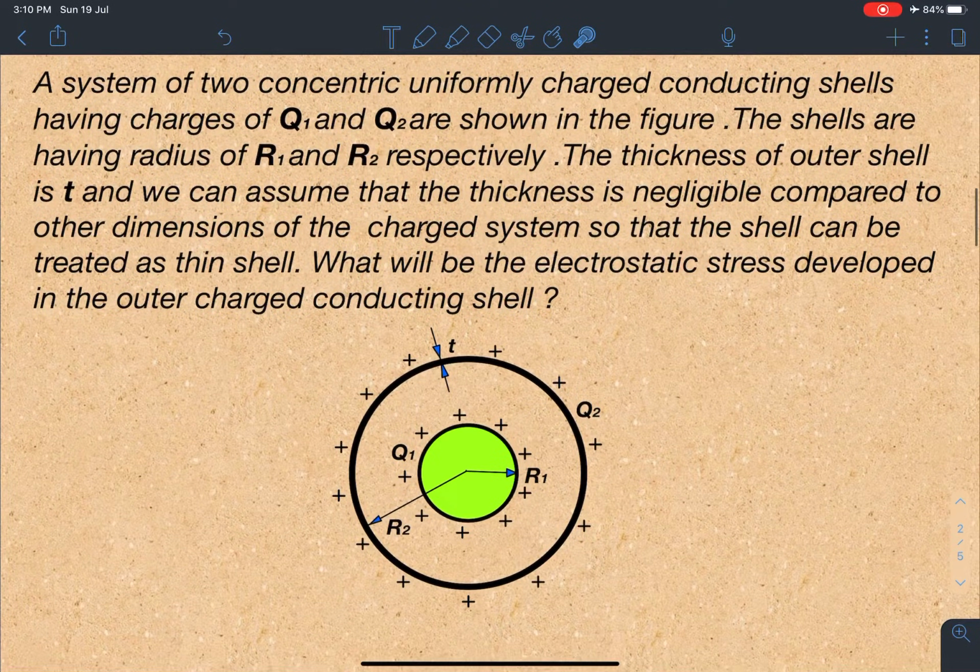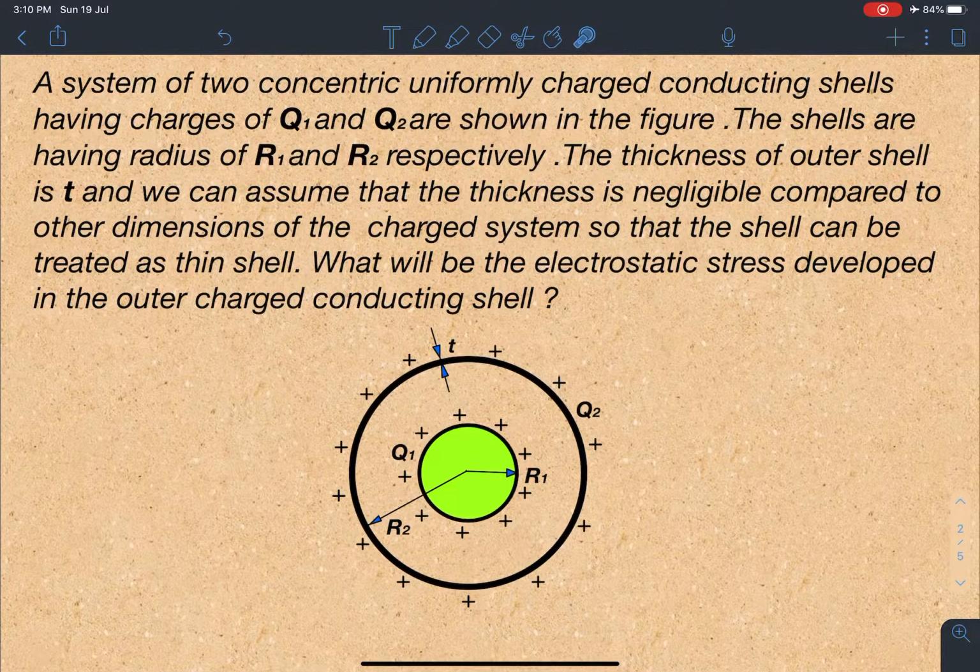So as you can see here, a system of two concentric uniformly charged conducting shells having charges of Q1 and Q2 are shown in the figure. The shells have radii R1 and R2 respectively. The thickness of the outer shell is T, and we can assume that the thickness is negligible compared to the other dimensions of the system, so that the shell can be treated as a thin shell. What will be the electrostatic stress developed in the outer charged conducting shell?